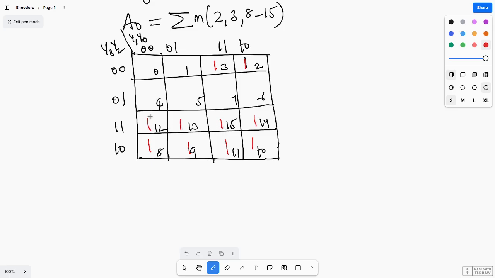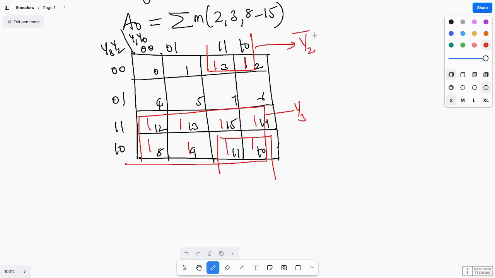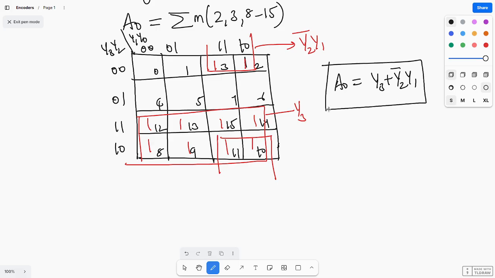Okay, so this is one octet. Okay, this is one octet, and corner grouping is allowed. Okay, this is one quad. From this I will get octet. This is y3, and what is this? This is which is common, y2 bar y1. Okay, y2 bar y1. So what is my a naught? A naught equal to y3 plus y2 bar y1. Okay, this is my a naught.